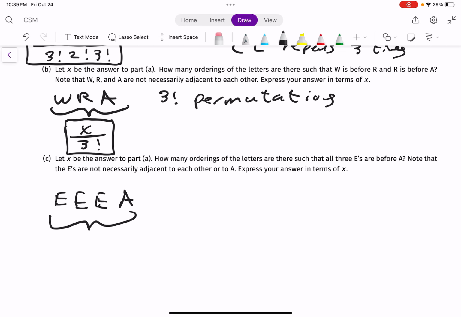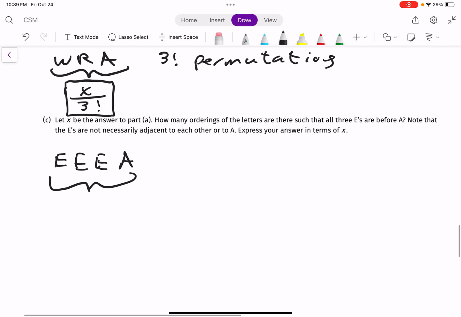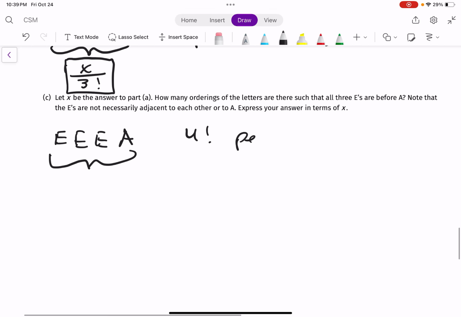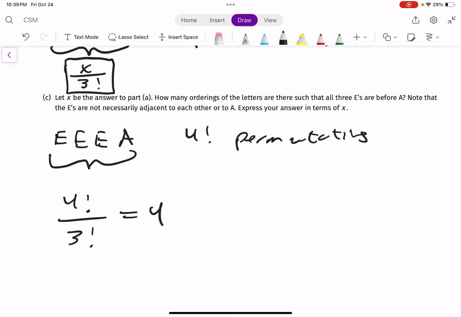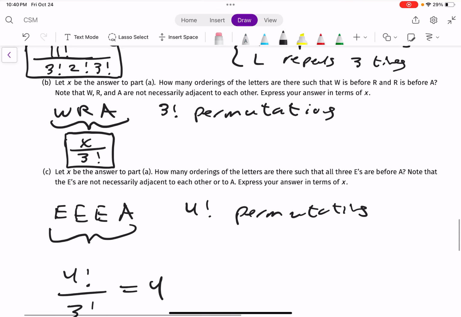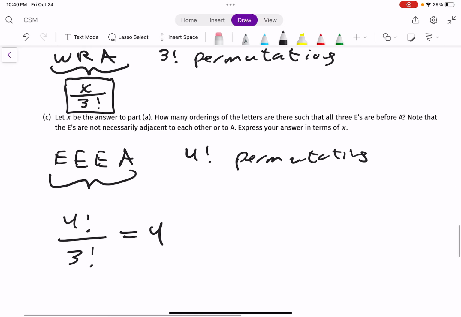So how many orderings of this string are there? Well, there's 4 factorial permutations. But the letter E repeats 3 times, right? So we have to take that 4 factorial and divide by 3 factorial. And this gets us to 4. So there's 4 unique ways to rearrange the letters E, E, E, A. And remember, only one of these ways satisfies our condition. So we have to take our result from part A and divide by 4.